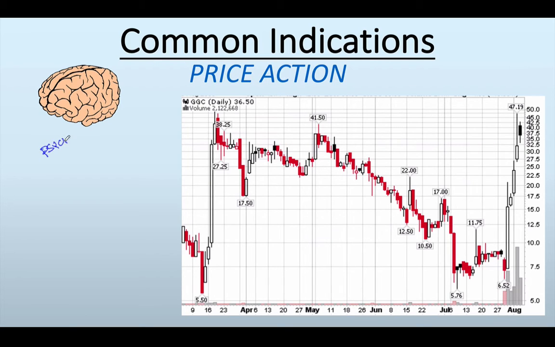Psychology, mentality, those are key in profit gain. Okay? 95% of traders lose money.